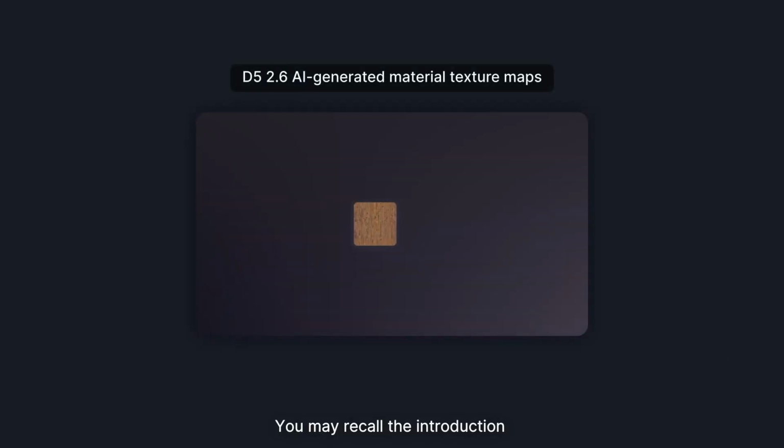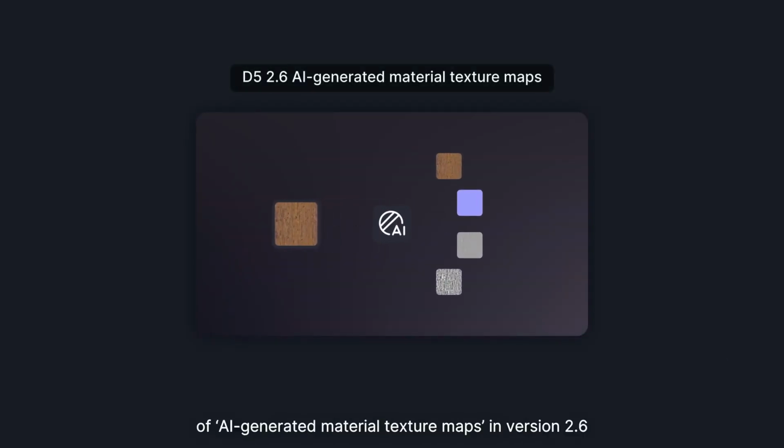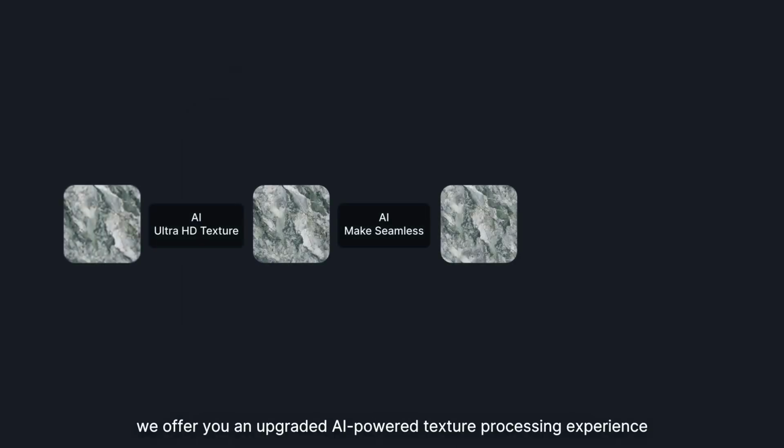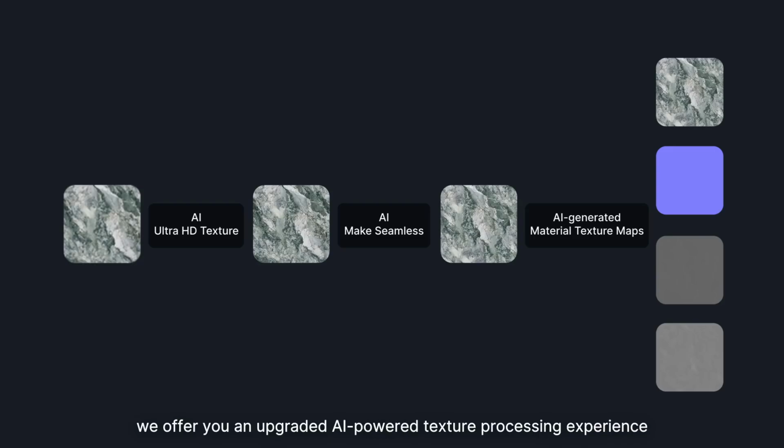You may recall the introduction of AI-generated material texture maps in version 2.6. Now, with the addition of the features we just covered, we offer you an upgraded AI-powered texture processing experience. Stay tuned for more as we are continuously making progress in simplifying the previously tedious and time-consuming workflow.